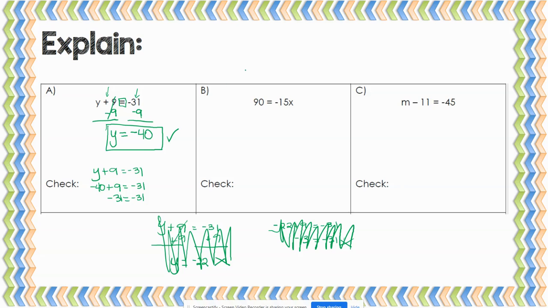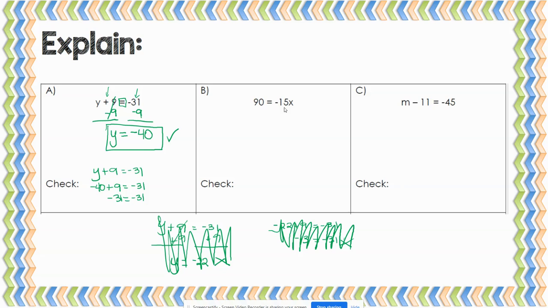Now let's look at part B. Part B says 90 equals negative 15x. I notice that my variable is now on the right side of my equation, and I need to get it by itself. Right now it has a negative 15 with it. You'll notice that there is no sign here. If there's no sign telling you that you're adding, subtracting, multiplying, or dividing, and instead your number is just right next to your variable, that means that this really says negative 15 times x.